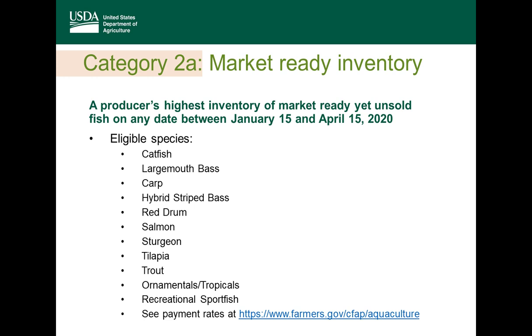So then we talk about category 2. This is market-ready inventory that was not sold. And so this is where the producer is going to give us the highest inventory of market-ready yet unsold fish on any date between January 15th and April 15th. And these eligible species include catfish, largemouth bass, carp, the hybrid striped bass, red drum, salmon, sturgeon, tilapia.